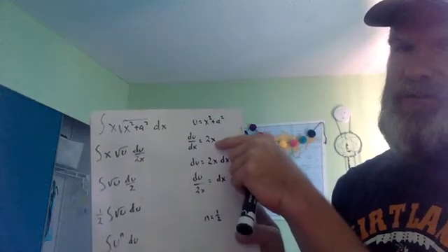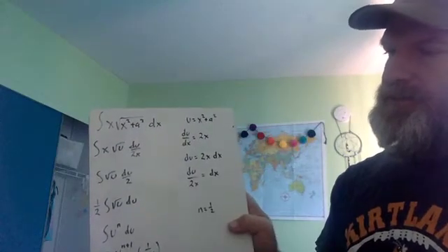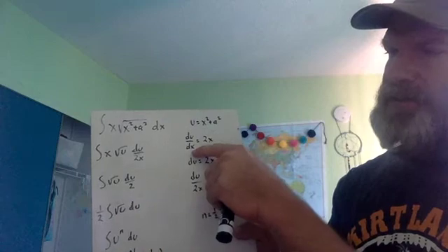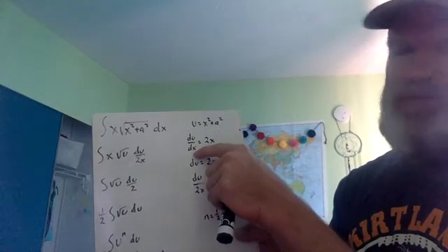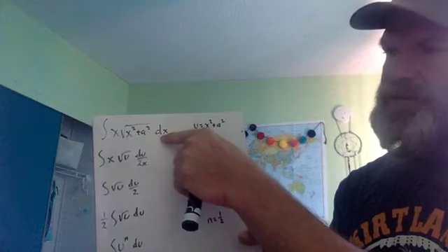Now we're just going to do a little bit of algebra to solve for dx. I'm sorry, we want to get dx by itself. We want to solve for dx, and the reason we're doing that is because we want to substitute in for this dx here in our original problem.